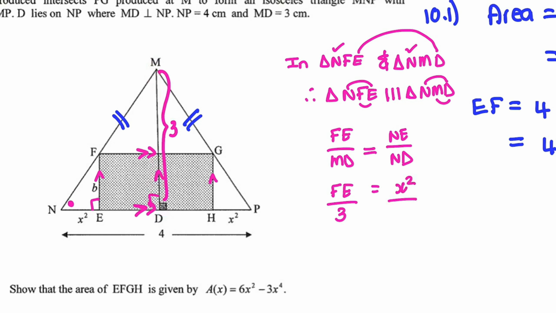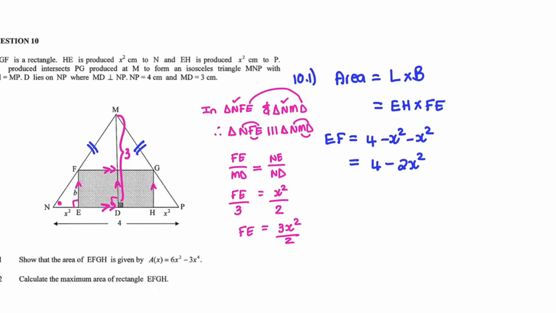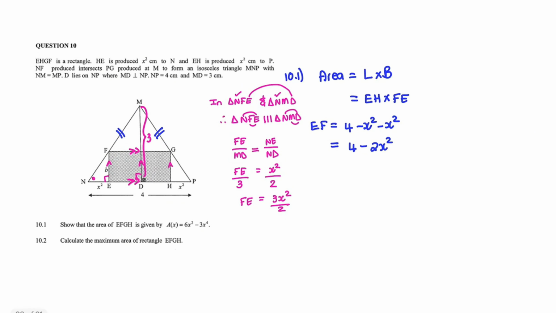And N of D, or ND, would be 2 units because this is cutting this in half. So that is 2. Therefore, FE is 3x squared over 2. So I simply cross multiply. It's a little bit complicated for the solution, but let's see.